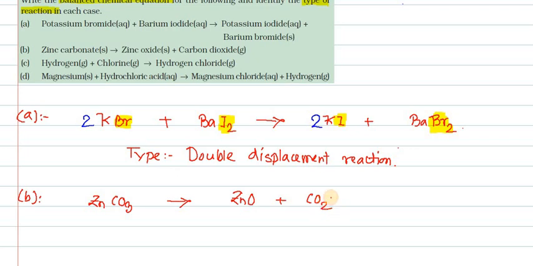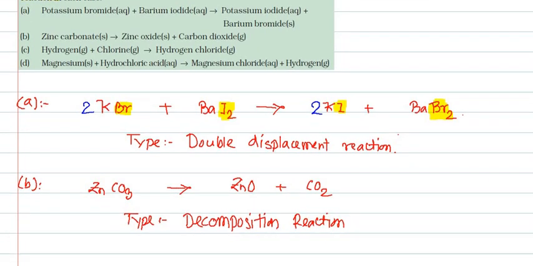Let's balance this. So on the left we have one zinc, on the right we have one zinc. On the left we have one carbon, on the right we have one carbon. On the left we have 3 oxygen, on the right we have 1 plus 2, 3 oxygen. Therefore the equation is already balanced. But what about the type? Now you see here a single compound has been decomposed to 2 other compounds. That means the type would be decomposition reaction.